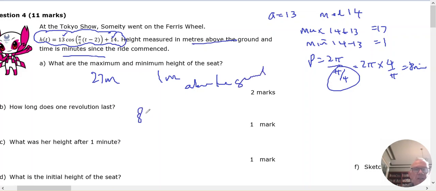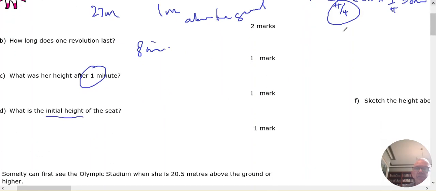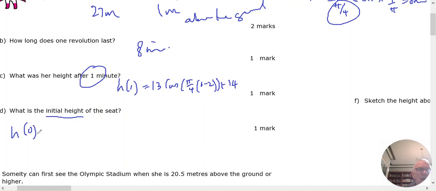How long does a revolution last? 8 minutes. What is the height after 1 minute, and what is the initial height? Okay, so the height after 1 minute will be h of 1, and the initial height will be h of 0. That's going to be 13 cos of pi on 4, 1 minus 2 plus 14. And this one's going to be 13 cos of pi on 4, 1 minus 0 plus 14.